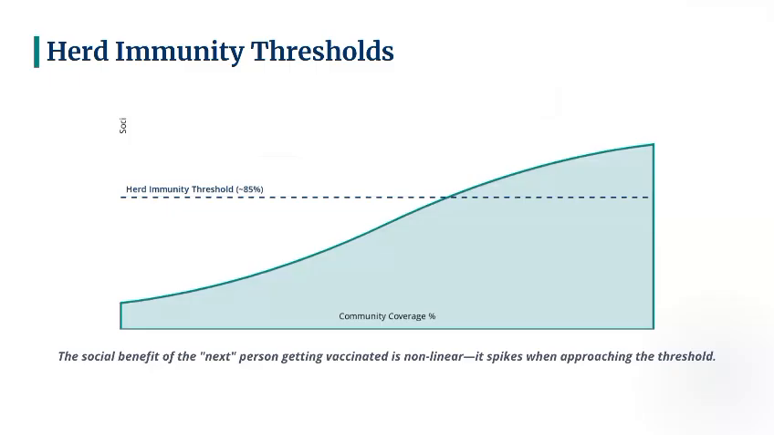Herd immunity thresholds. The social benefit of the next person getting vaccinated is non-linear. It spikes when approaching the threshold. Herd immunity threshold is 85% and it spikes. The horizontal line is community coverage percentage and the vertical line is the societal benefit.